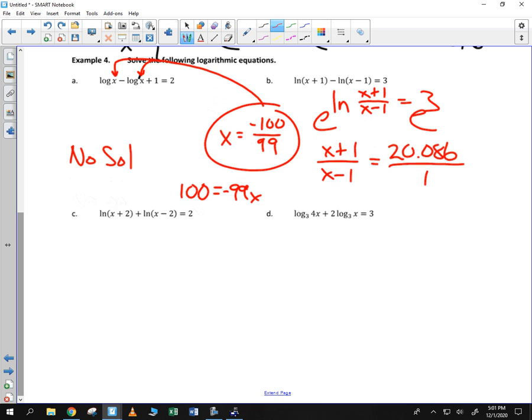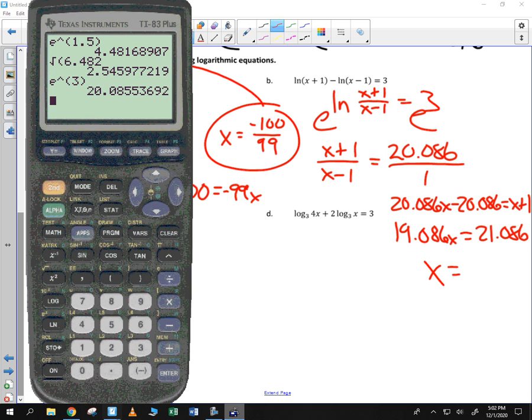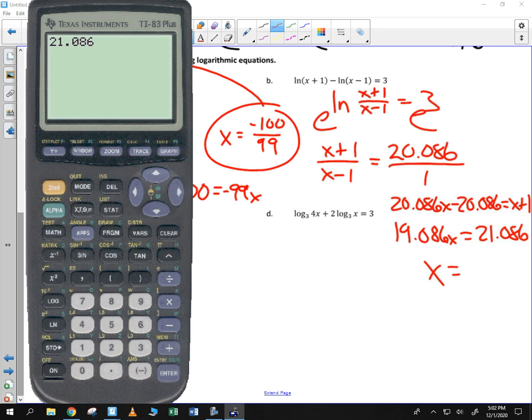We can now cross multiply. 20.086x minus 20.086 is equal to x plus 1. Subtract the x, we get 19.086x is equal to, add the 20 to the other side, and you get 21.086. When you divide, you get x is equal to 21.086 divided by 19.086. We get 1.105.